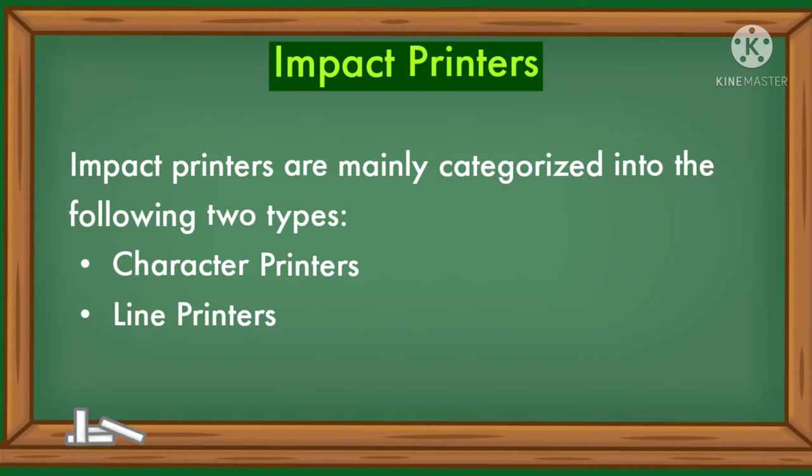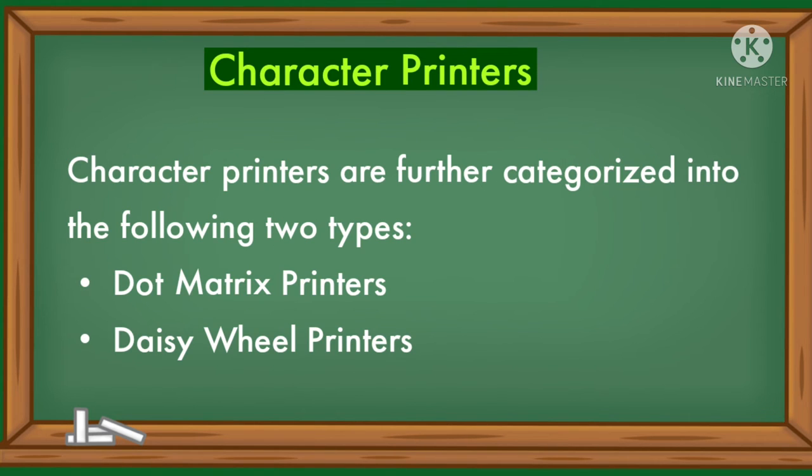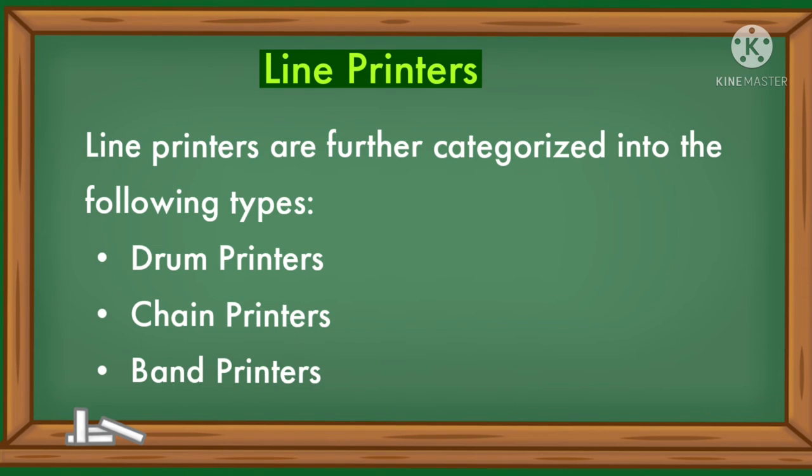Impact printers are mainly categorized into the following two types: character printers and line printers. Character printers are further categorized into the following two types: dot matrix printers and daisy wheel printers. Line printers are further categorized into the following types: drum printers, chain printers, and band printers.